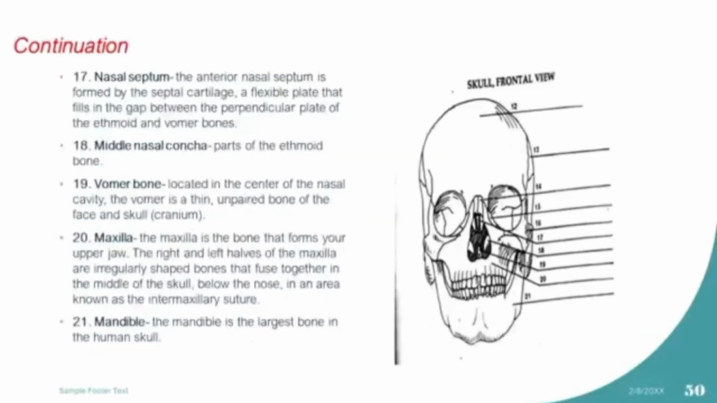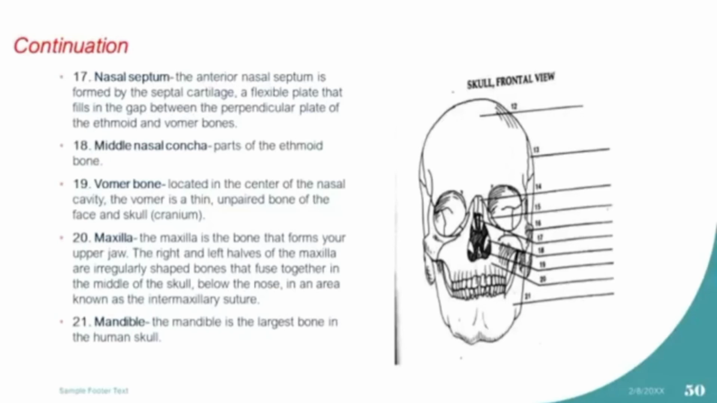Nasal septum. The anterior nasal septum is formed by the septal cartilage, a flexible plate that fills in the gap between the perpendicular plate of the ethmoid and vomer bones. Middle nasal concha. It is a part of the ethmoid bone.